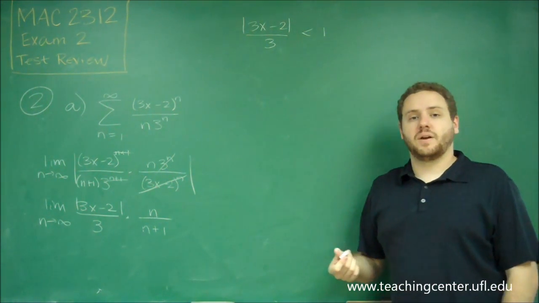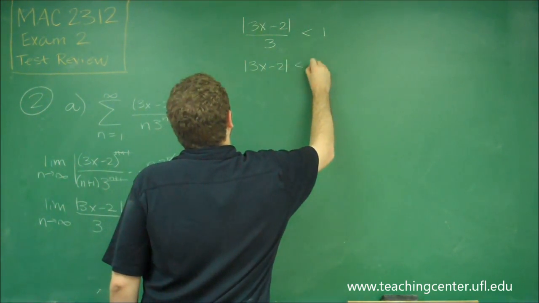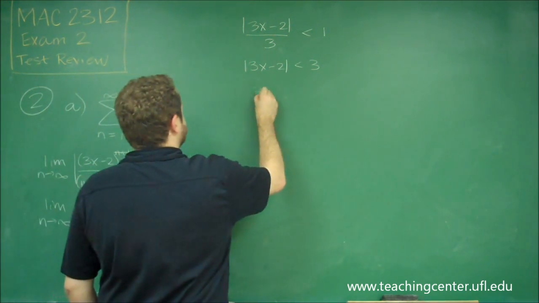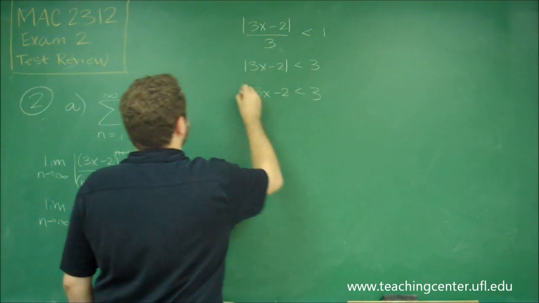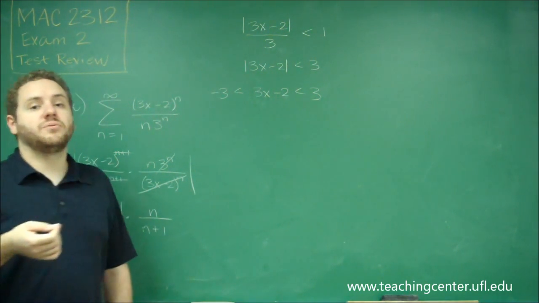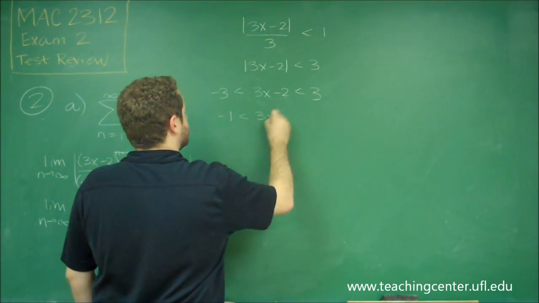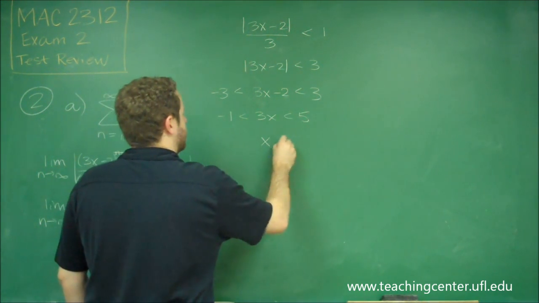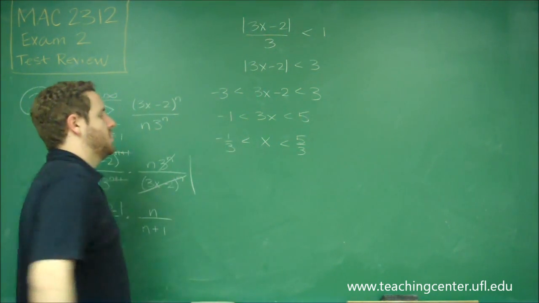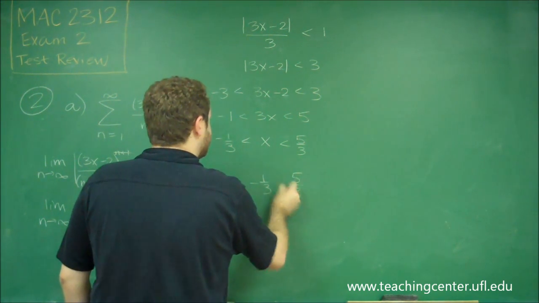So now we just have to solve for x. We multiply by 3. So the absolute value of 3x minus 2 has to be less than 3. That means that 3x minus 2 has to be between 3 and negative 3, if its absolute value has to be less than 3. And we can just solve for x here by doing regular algebra. Add 2 to both sides and divide both sides by 3. So we get that our interval of convergence goes from negative 1/3 to 5/3.